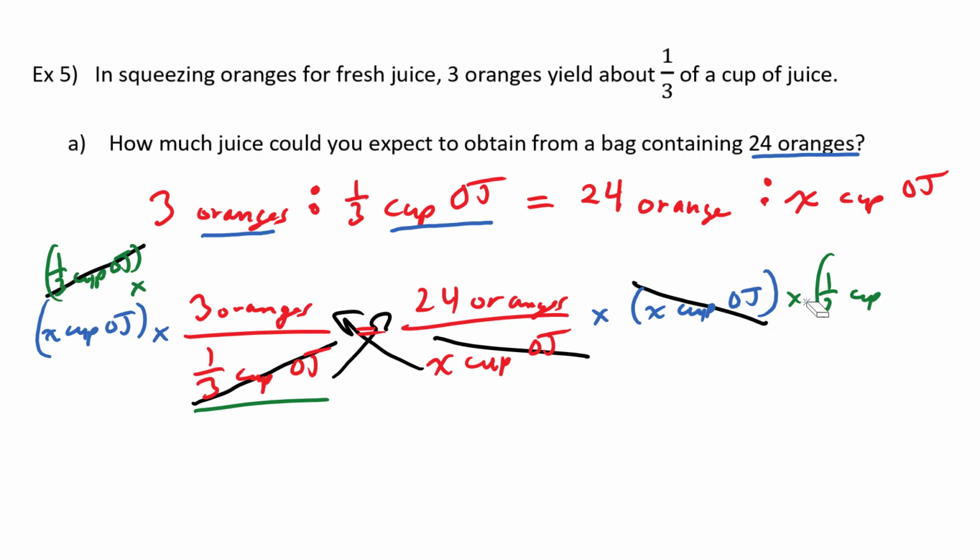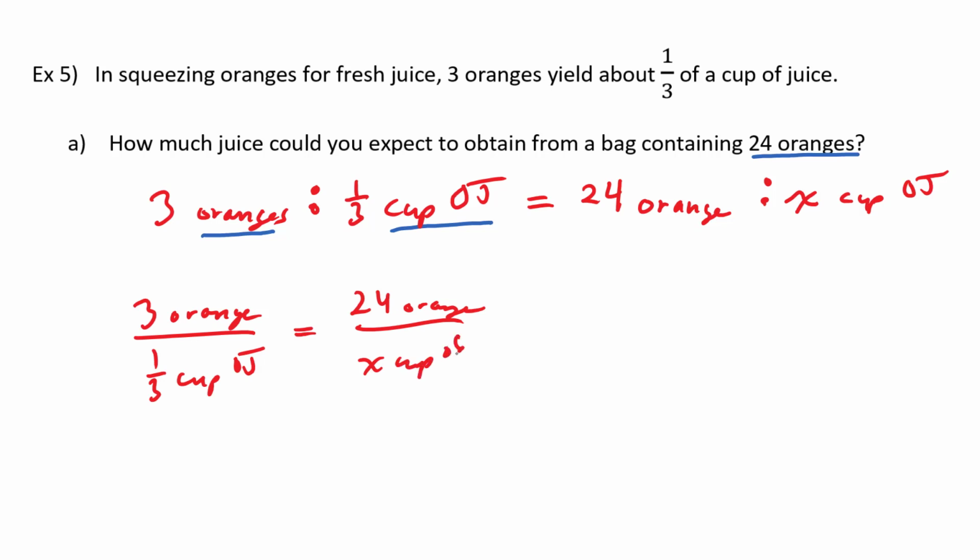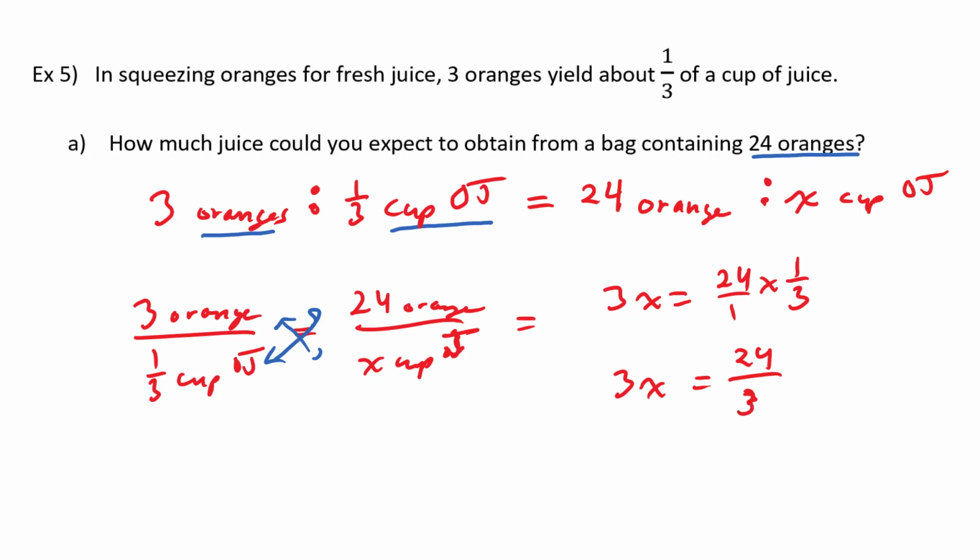I'm going to erase this. So again, we have 3 oranges compared to 1/3 of a cup of orange juice, and that's equal to 24 oranges compared to X cups of orange juice. What I'll do now is cross multiply. If I just work with the numbers here and I cross multiply, this gives me 3x is equal to 24 times 1/3. Let's multiply those together here. 3x is equal to 24 divided by 3.